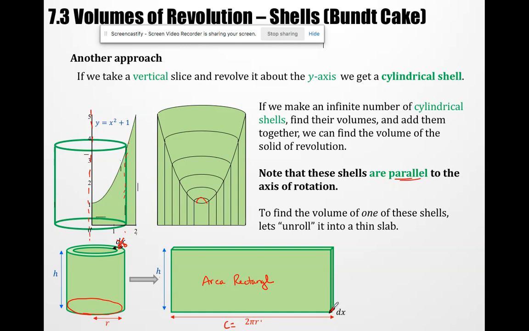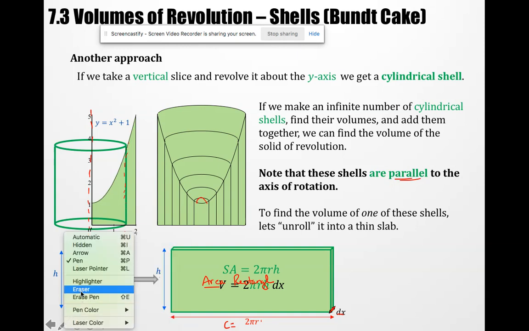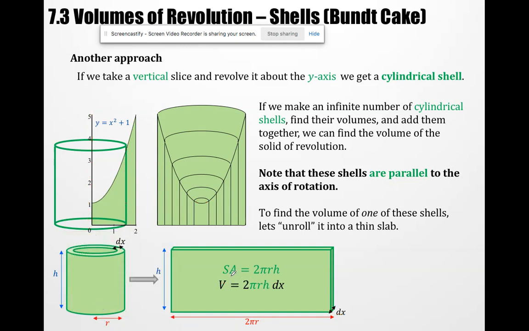And then remember, it has a little thickness. That's going to get me volume. Area times a thickness gets me volume. The surface area of this slab is circumference times the height. To get volume, I need to multiply times the thickness.